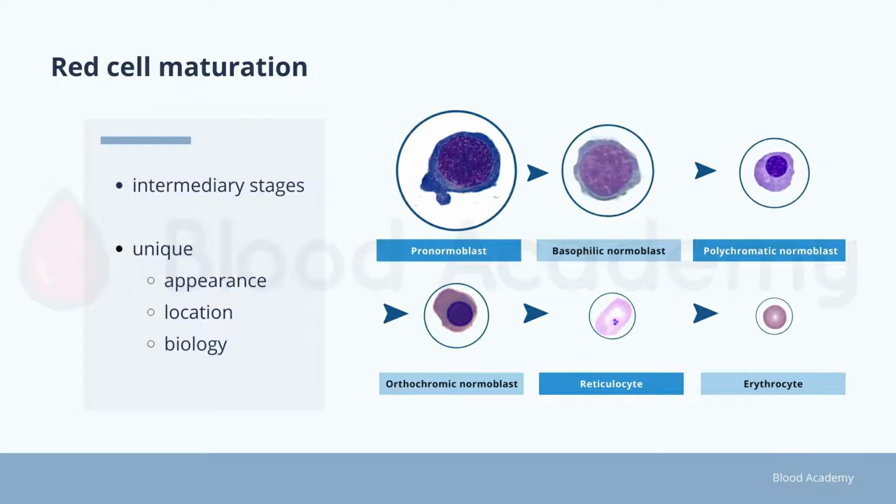The process of red cell maturation involves several intermediary stages before a mature red cell is released into the blood. These stages are distinct with a characteristic appearance, location, and biology. We'll now spend some time looking at these distinct stages, starting with the most immature cell, the pronormoblast.